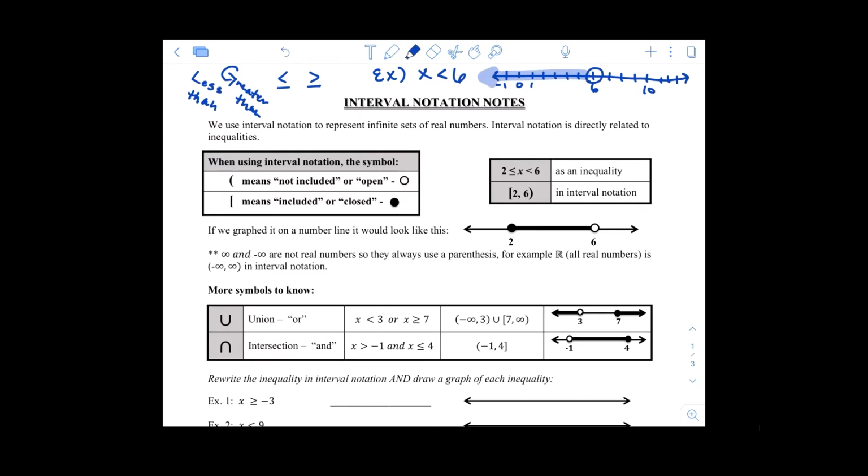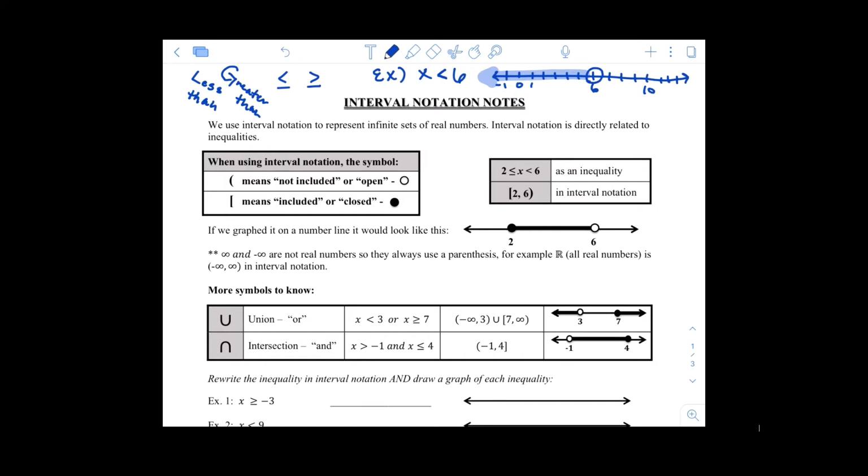Because you knew that x is everything less than 6. And that's what that looks like. That tells you even all the way up to 5.999999999, but not actually 6. So the difference between less than 6 and less than or equal to 6 is simply an open or closed circle.